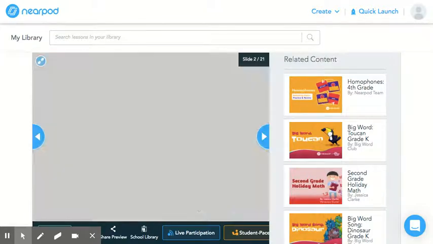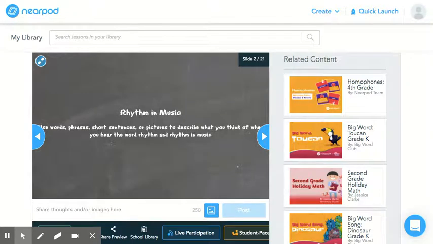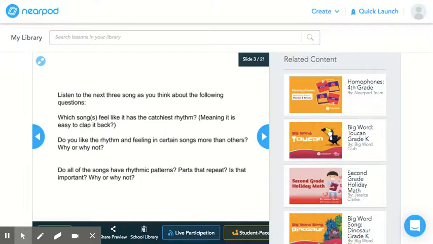On the first slide, I say, use words, phrases, short sentences, or pictures to describe what you think of when you hear the word rhythm and rhythm in music. So this is just kind of a hook, a starting place, so they can write some words, see what other people write, and start thinking about what rhythm means to them and what it can mean in music.